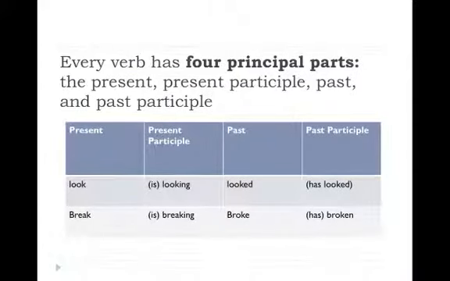In addition to having two types of verbs, every verb has four principal parts. We have already alluded to these principal parts. We have the present, present participle, past, and past participle. Look at the examples below.